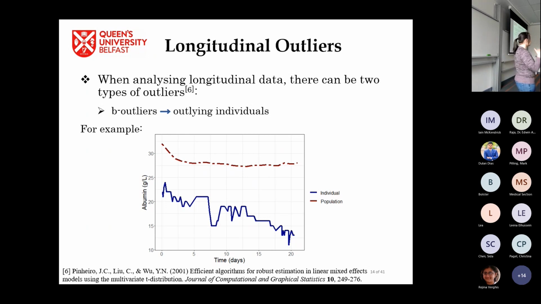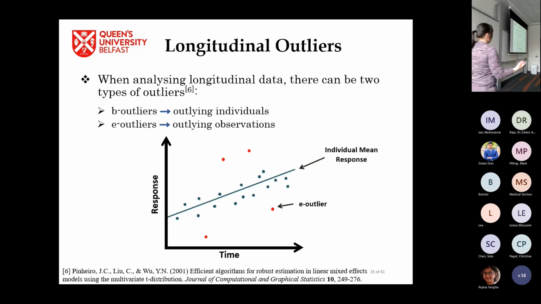This individual in particular has really low levels of albumin compared to what we would typically see in the population. So that's probably indicating that that person's a B outlier. Okay. We can also then have what's known as E outliers.